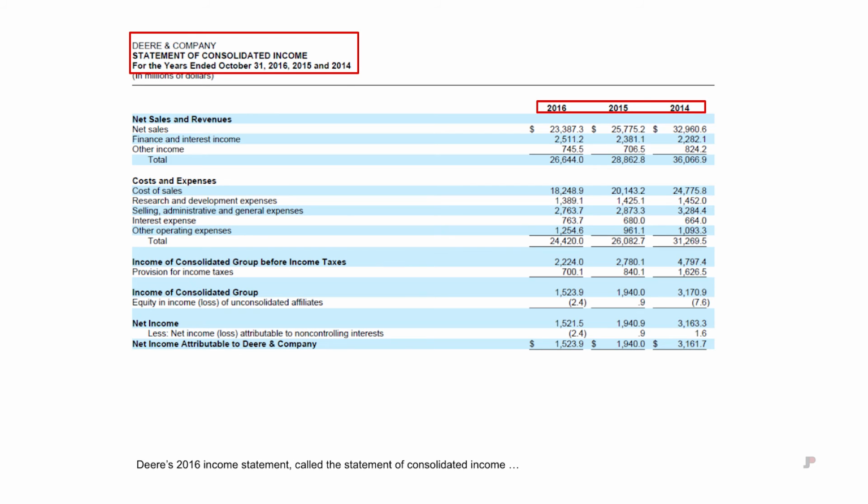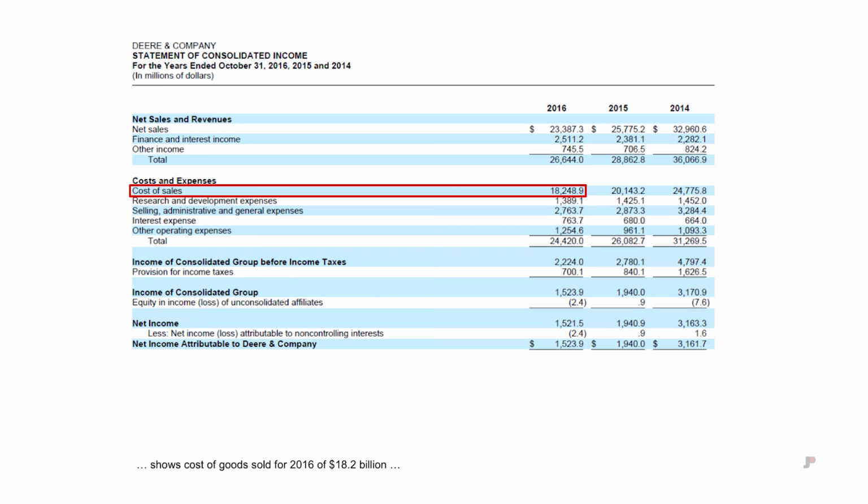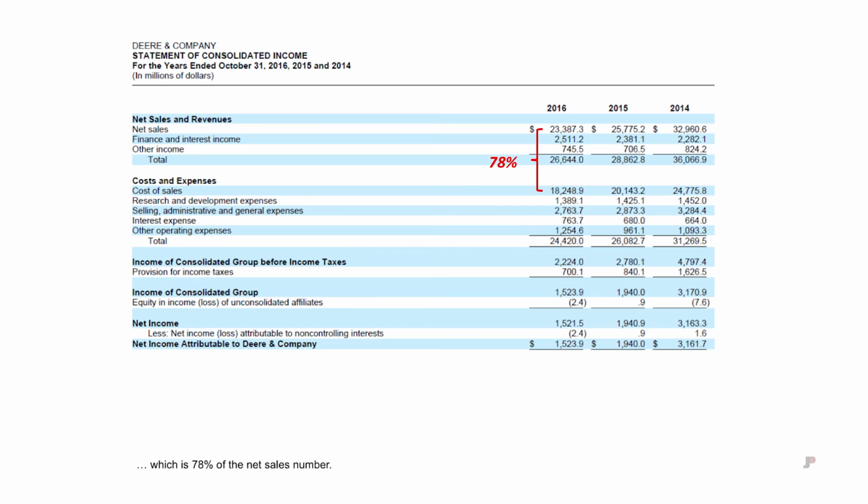Deere's 2016 income statement, called the Statement of Consolidated Income, shows cost of goods sold for 2016 of $18.2 billion, which is 78% of the net sales number. This means that on average, Deere marks its products up about 28%: $23.387 billion divided by $18.249 billion, 1.28, over its costs.